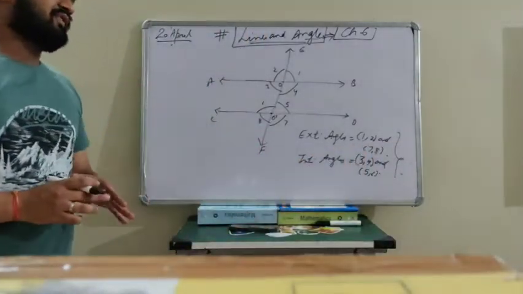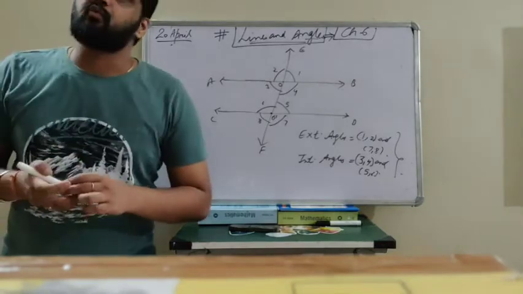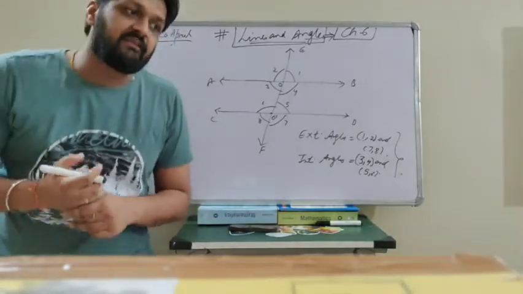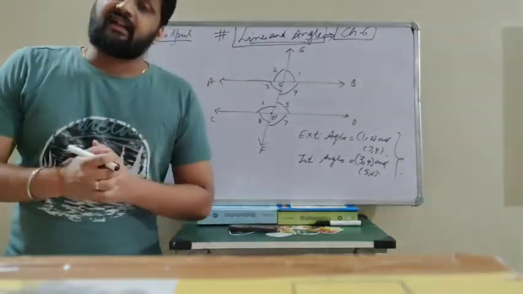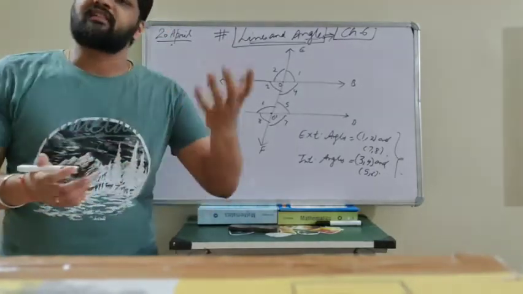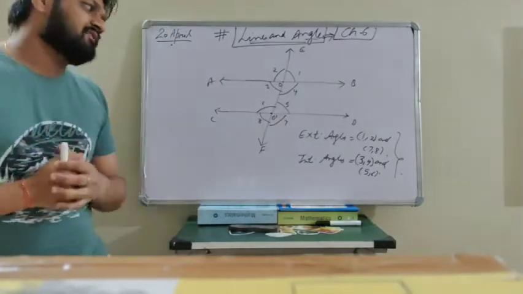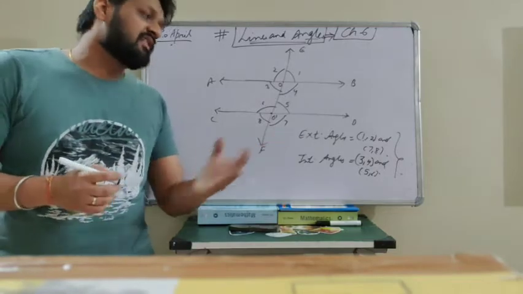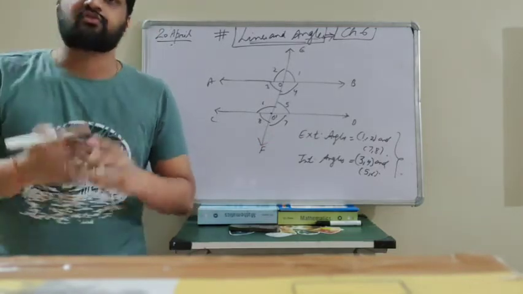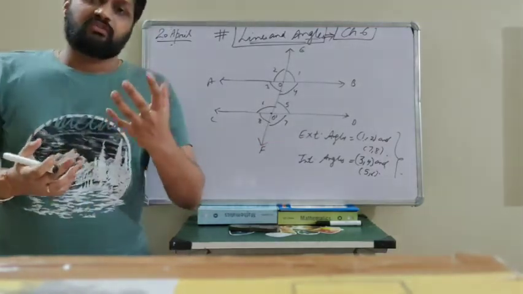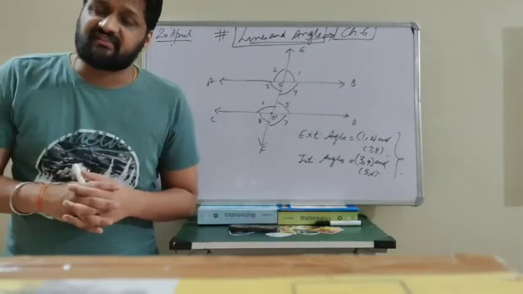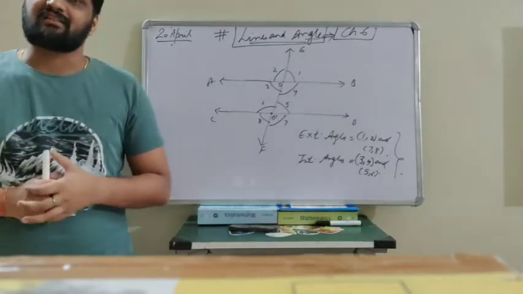So now what we have discussed is what we mean by the line segment, the point, the ray, how angles are formed, and the different types of angles. And in the different types of angles we have done till now exterior angles and the interior angles. So you have to remember all the basic terms which we have discussed in this video.